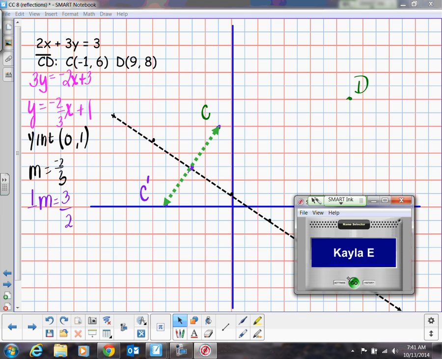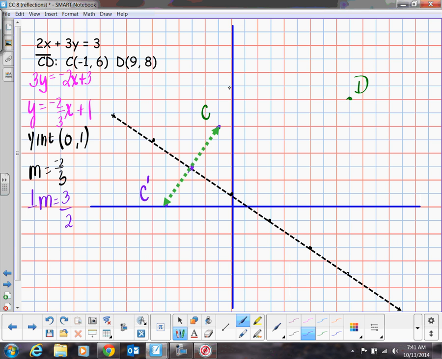All right, what is my perpendicular slope? 3/2. So I've got 2 options. I can rise 3 and run 2, but am I getting closer to my reflection line, or am I going away? Going away. So if I don't rise 3, then I go down 3. But if I go down 3, what direction do I have to do to make sure I stay positive? Left 2. Because negative 3 over negative 2 is the same thing as 3/2.